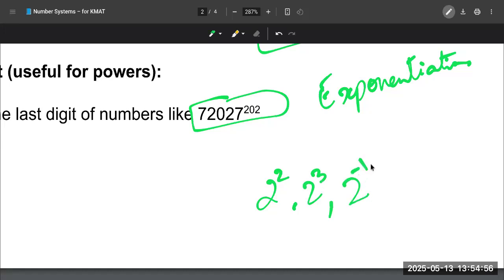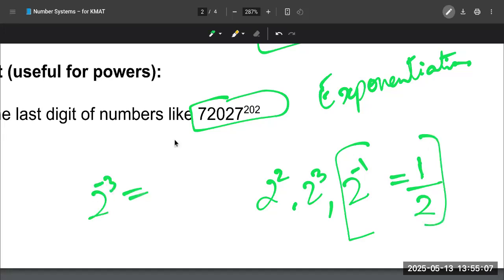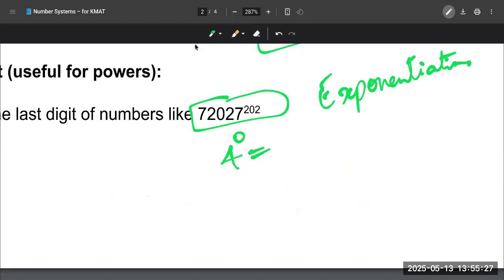What is 2 raised to minus 1, by the way? It's 1 by 2. 2 raised to minus 3 would be 1 by 2 cube or 1 by 8. What is 2 raised to 0? No, any number raised to 0 would be 1. 5 raised to 0 is 1. 2 raised to 0 is 1.